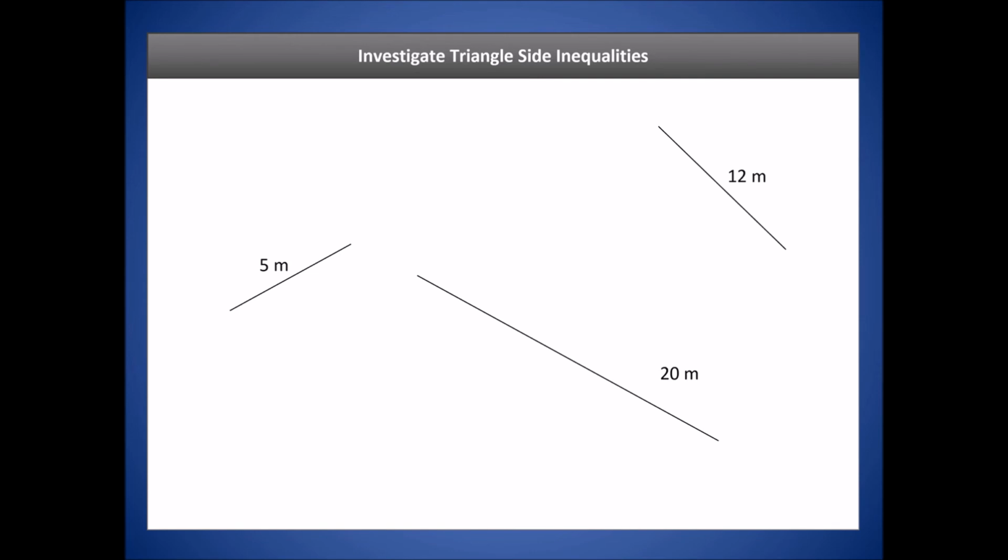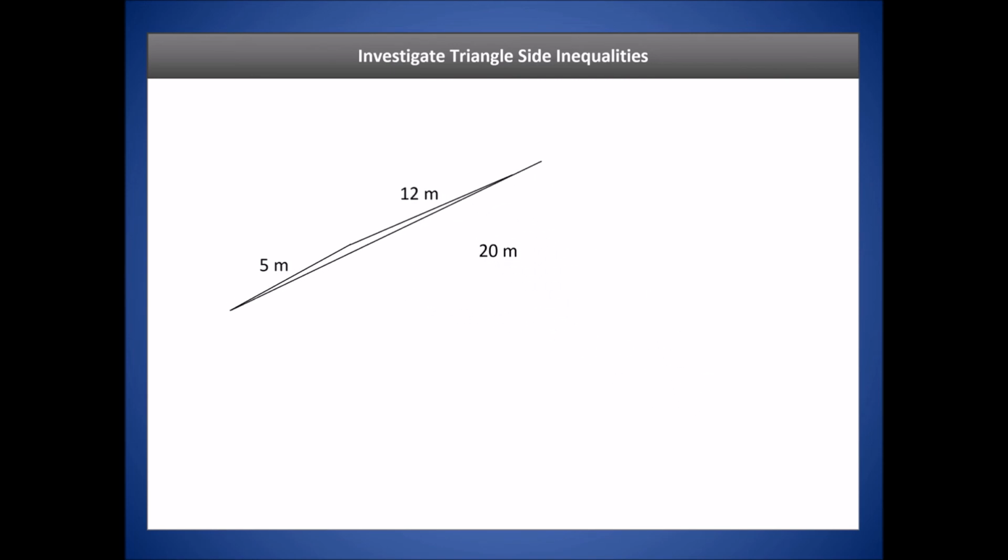So before we had a 16-meter piece, and now we're going to have a 20-meter piece. Let's piece those together. Put the 5 and the 12 together. And then we'll put the 20-meter piece. And you see that there's really not much that we can do here.